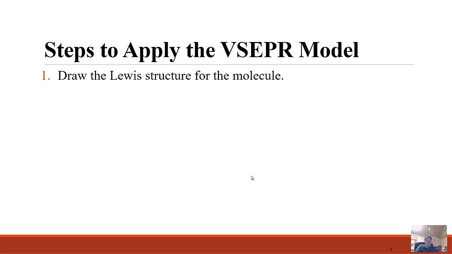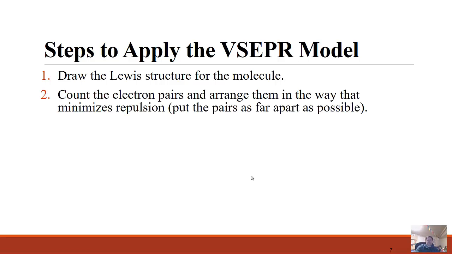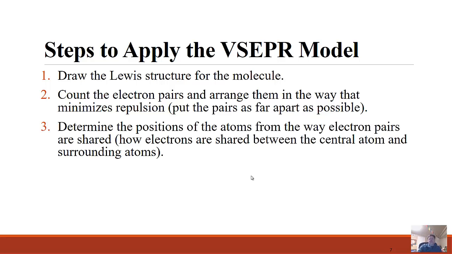Well, the first thing, as we said, is we've got to be able to draw the Lewis structure for the molecule, because that's going to determine our number of bonding pairs and also our number of lone pairs. Then we're going to count the number of domains, or the number of things around a central atom. A bonded pair and a lone pair both count as one. The difference is that the lone pair is going to distort the angle a little more than a bonded pair will.